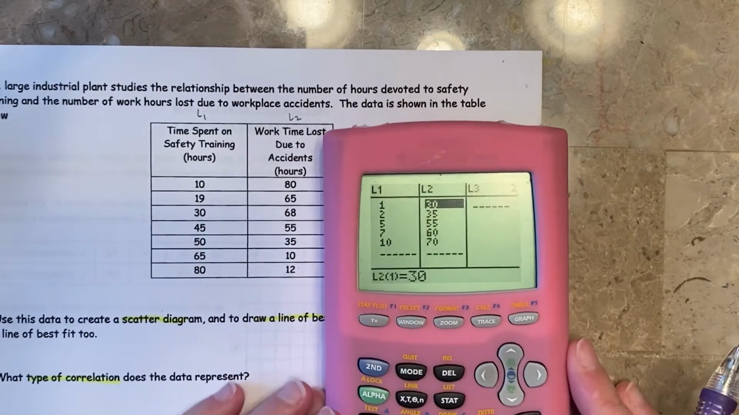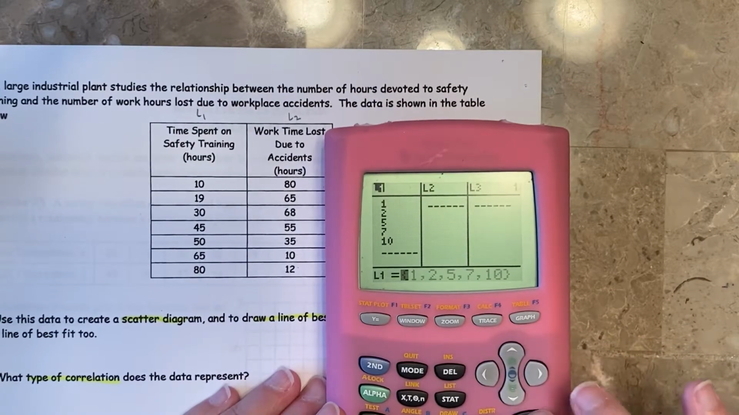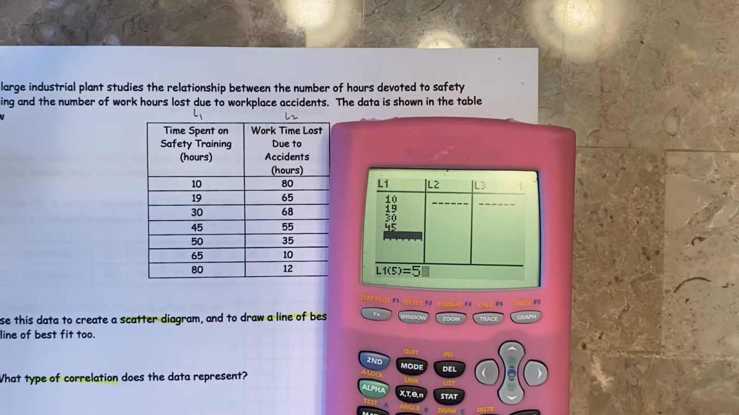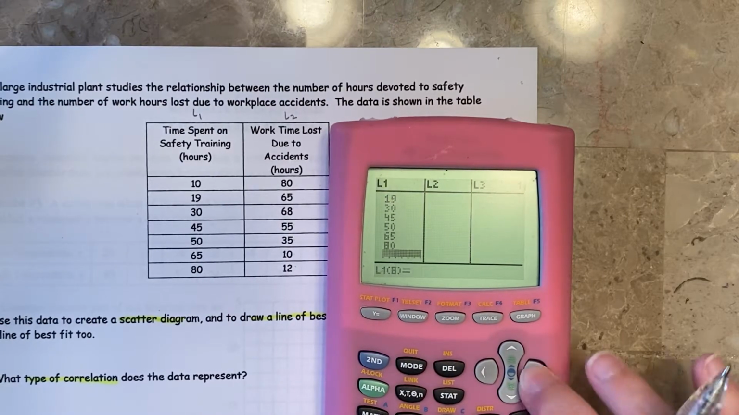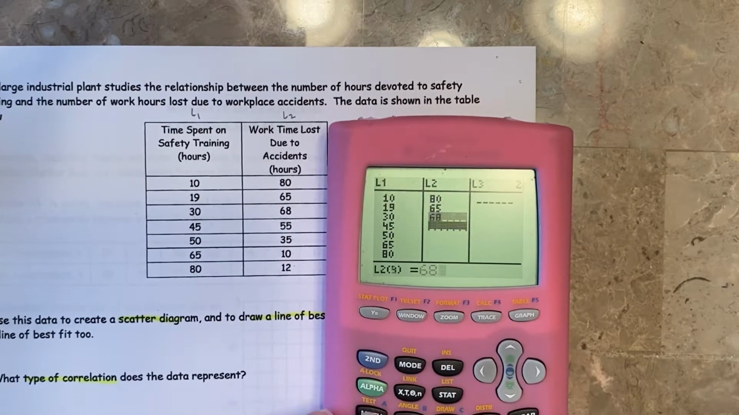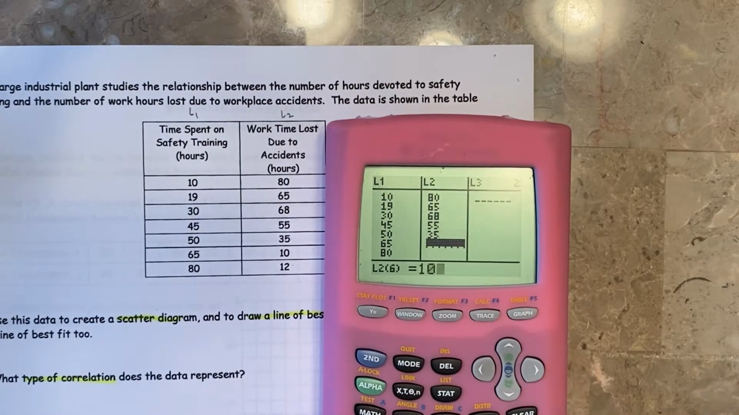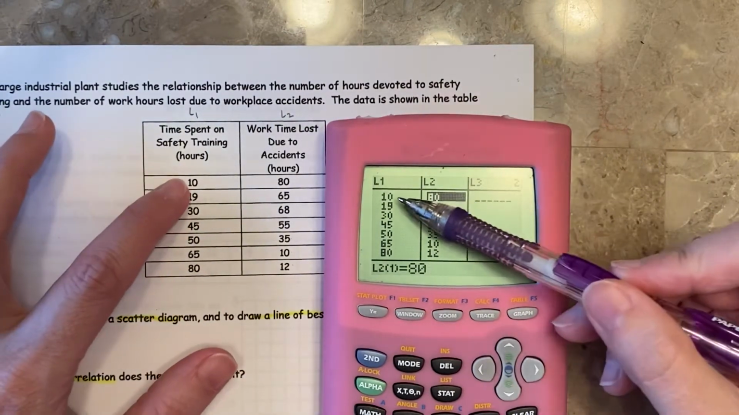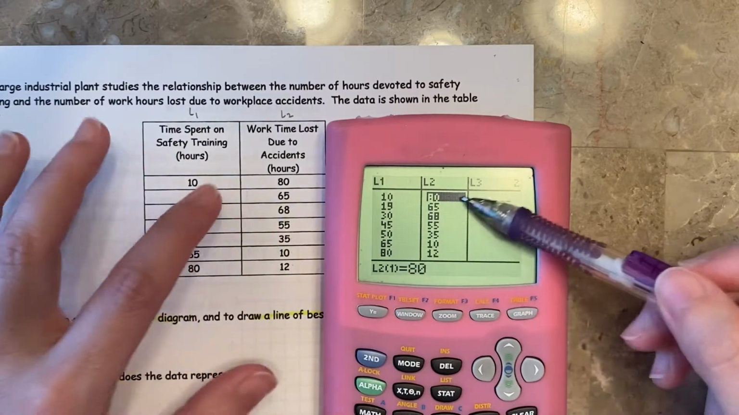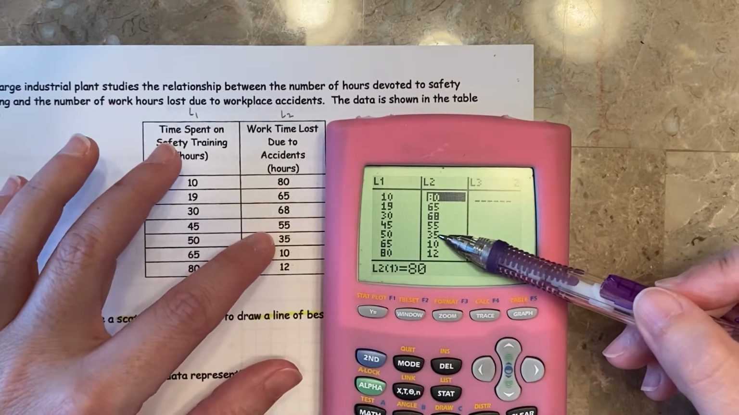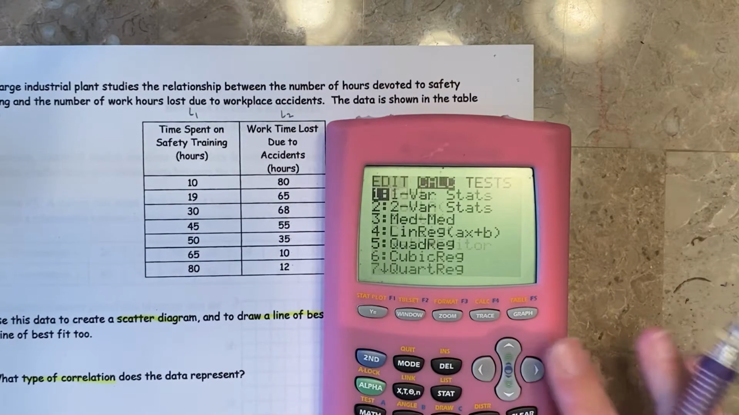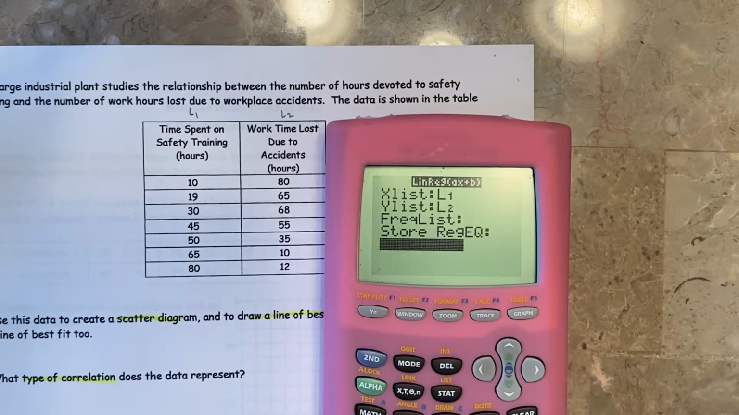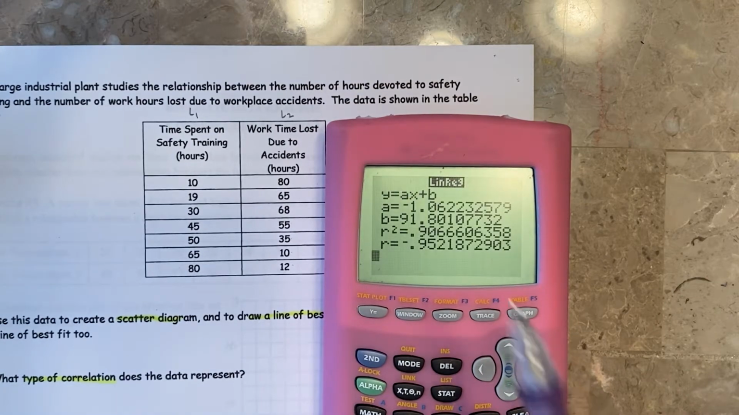So we're going to press stat 1, clear out what you have, and put in the numbers. And then on the other side, 80, 65, 68, 55, 35, 10, and 12. So let's just make sure that we are correct, because it would stink to do all that beautiful work and then get it wrong. Okay, good. So now I press stat, calc, and 4. Stat calc 4 is going to get us our equation and our correlation coefficient that we're going to write down.